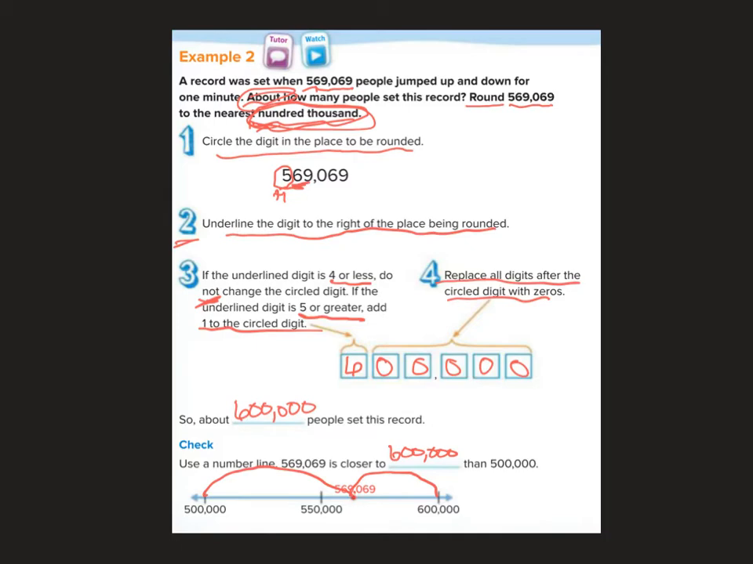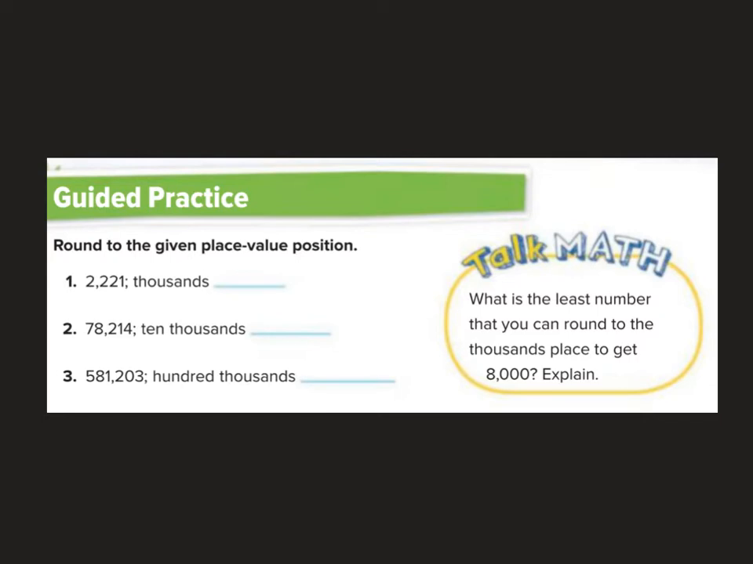So let's try another. Here's our guided practice. Round to the given place value position. Now, kids always get confused. What does that mean? Given place value. Let me tell you what it means. It tells you right here. So this one we're rounding to the thousands. This one to the 10,000s. This one to the 100,000. It just means round to whatever place the question says.